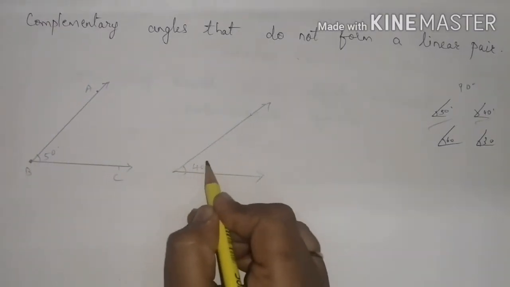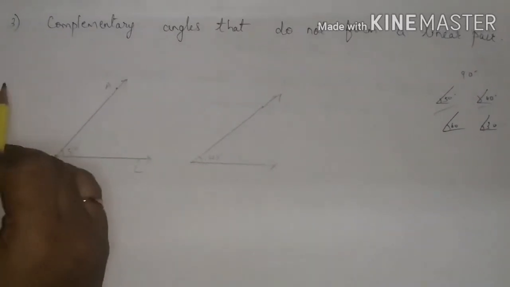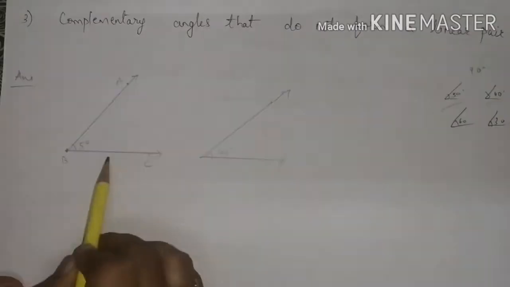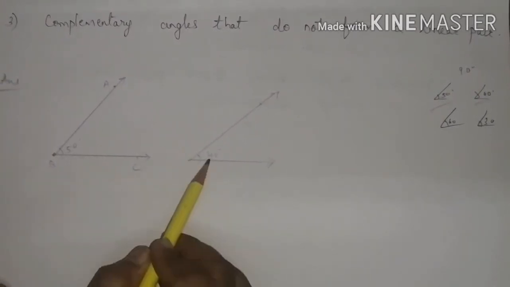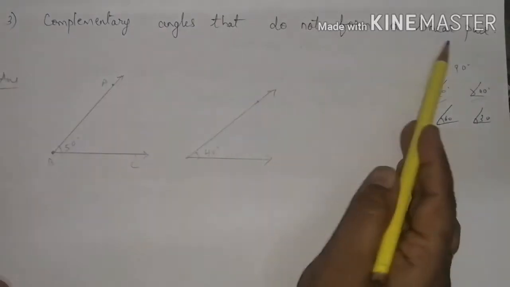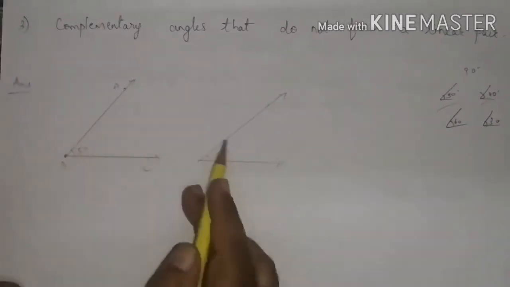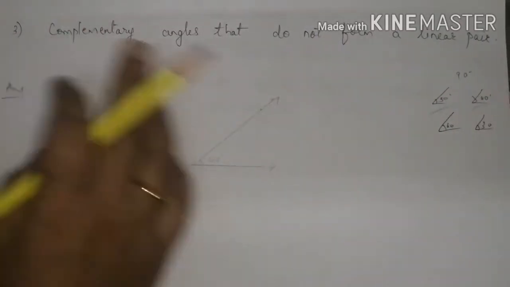So this is of 40 degree. So we have drawn now this third one. Complementary angles. Why? Because their total is 90 degree. They are complementary and they are not forming a linear pair. So we have drawn them separately. So third one is done.